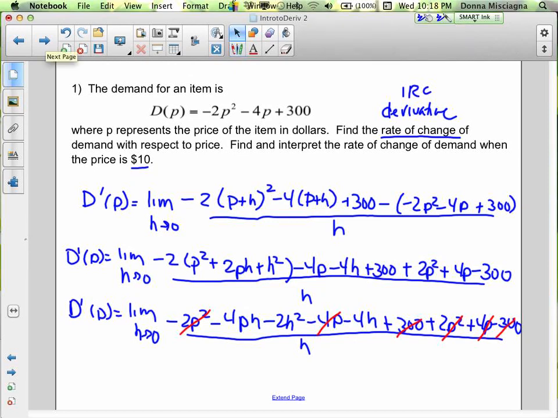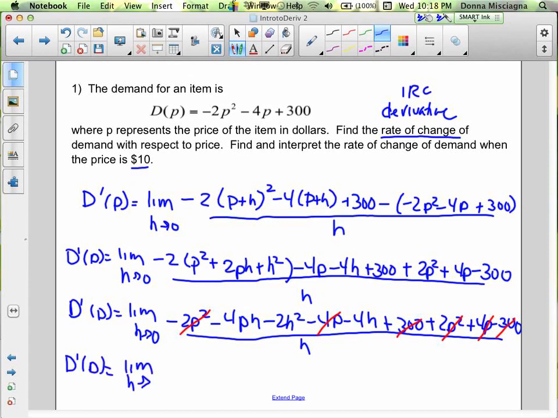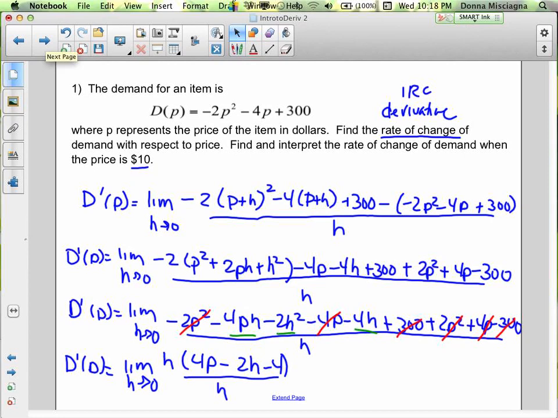So we have d prime of p is equal to the limit as h approaches 0. We've got the 3 terms here, right? 1, 2, 3. Notice they all have an h. If you don't mind, let's factor out the h right away. So h times, and then we would have a 4p minus a 2h minus 4, all divided by h. And so now the h's would cancel, so it's no longer indeterminate.